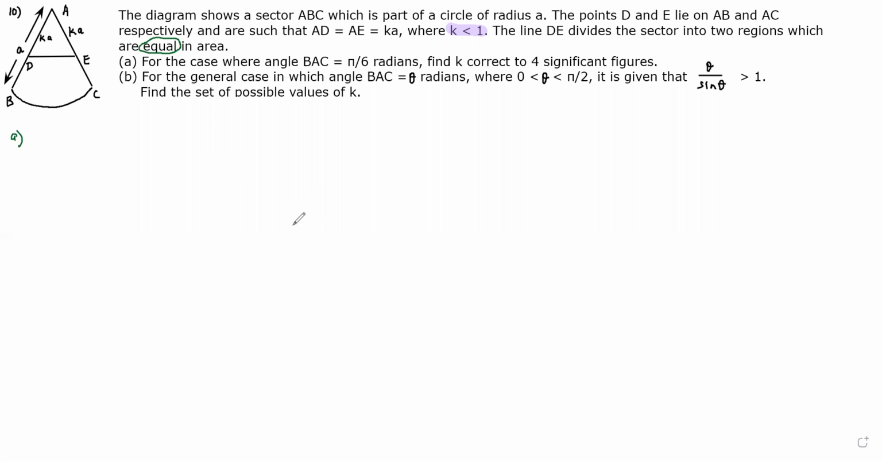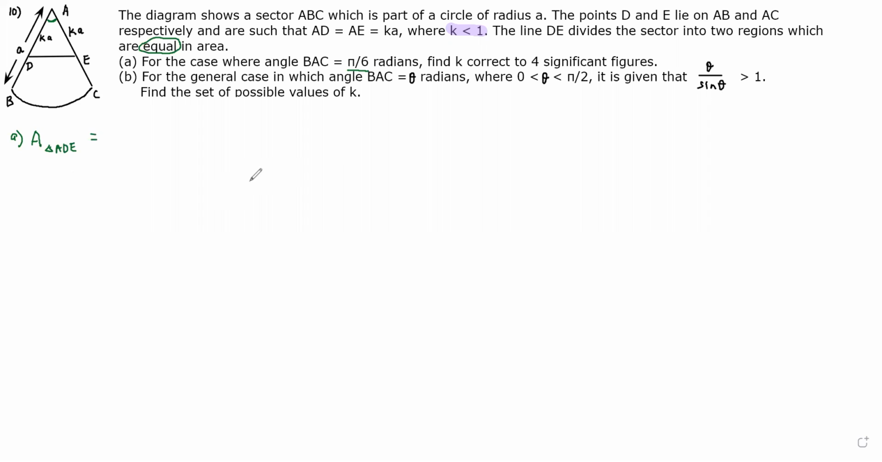Part A, angle BAC is given by pi over 6 radian. So this angle is given by pi over 6 radian. We need to find the value of K correct to 4 significant figures. We are given that the area of triangle ADE is half the area of sector ABC. So we can work on the area of triangle ADE.